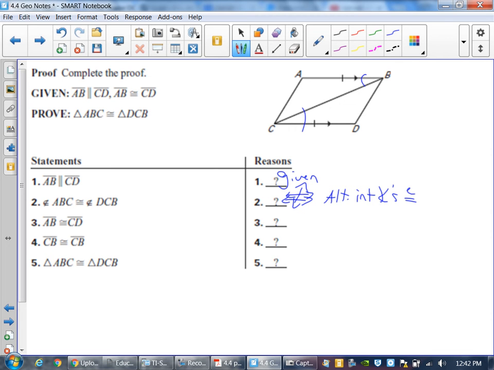Next one was given. So you have a side and an angle, which means you got to find another side. I'm sorry, not another side, another angle, or another side. What do you have? Another side. It's reflexive. See how fast these things become? There's not a lot to it.